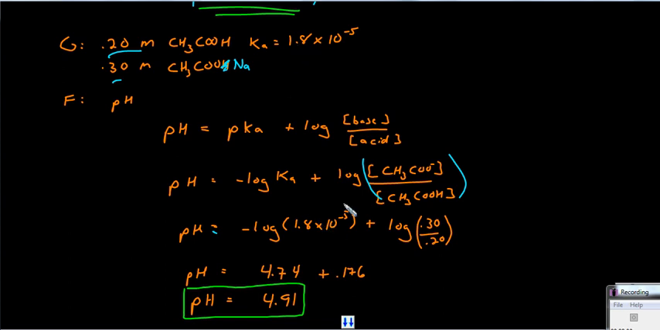So then pH is equal to a negative log of 1.8 times 10 to the negative 5, that was our Ka, plus the log of our base, 0.30 sodium acetate, over our acid, 0.20 molar acetic acid. So we get pH is equal to 4.74 plus 0.176, or pH is 4.91.